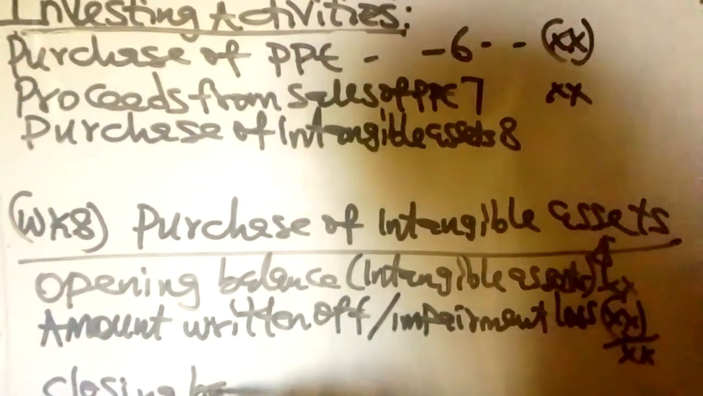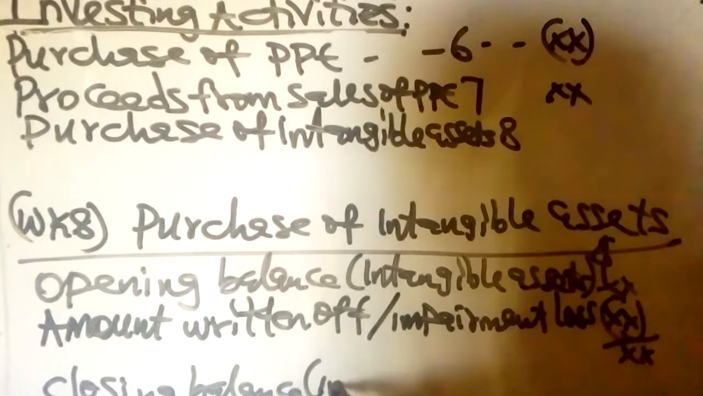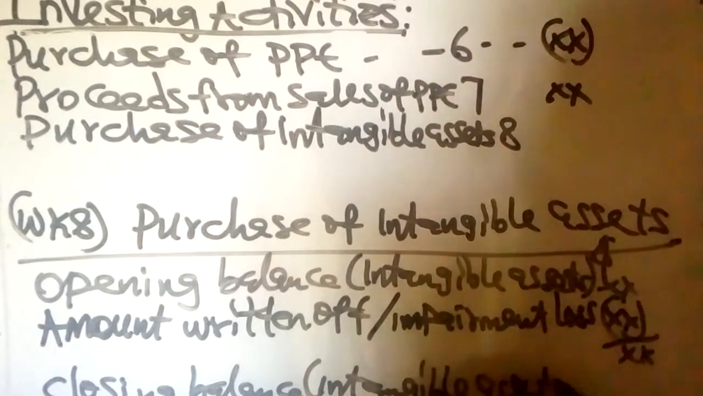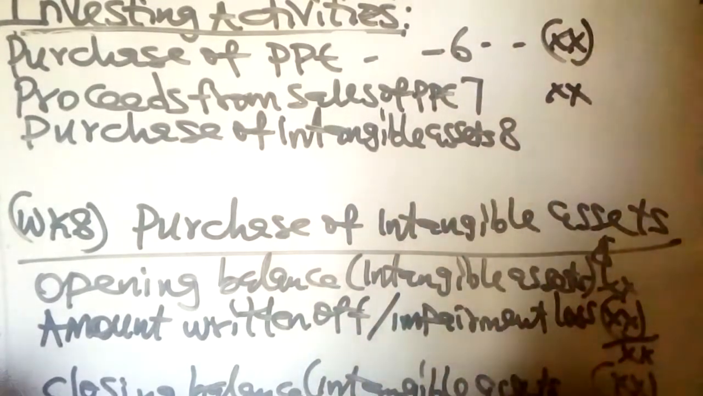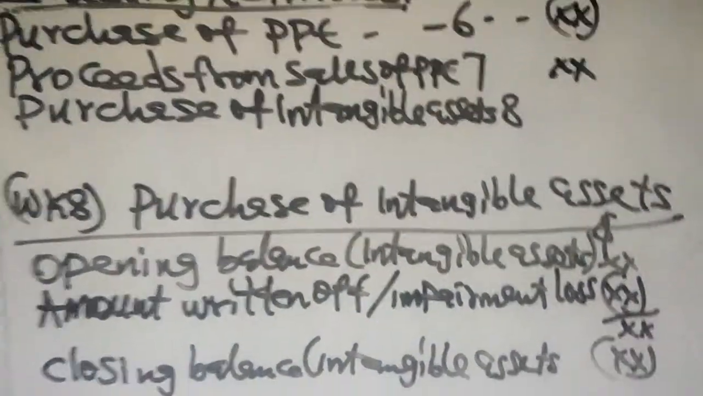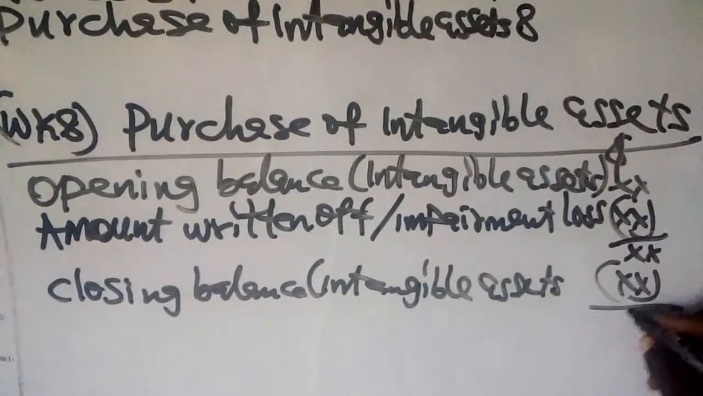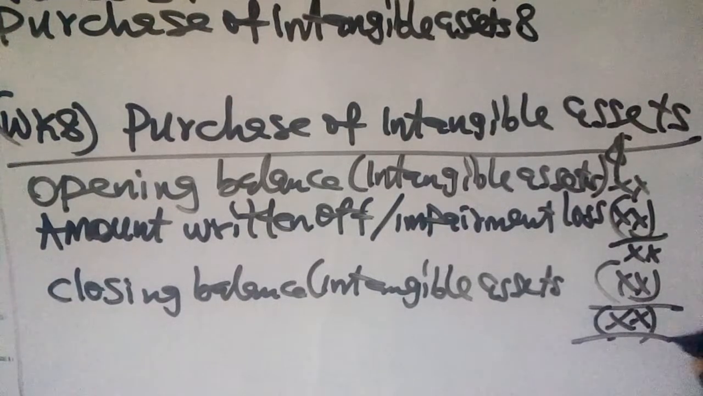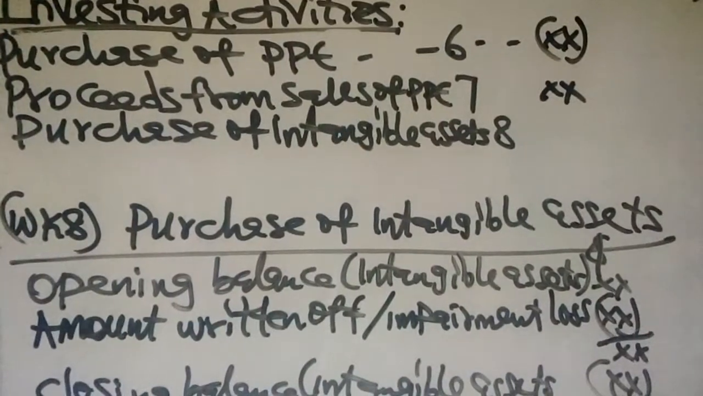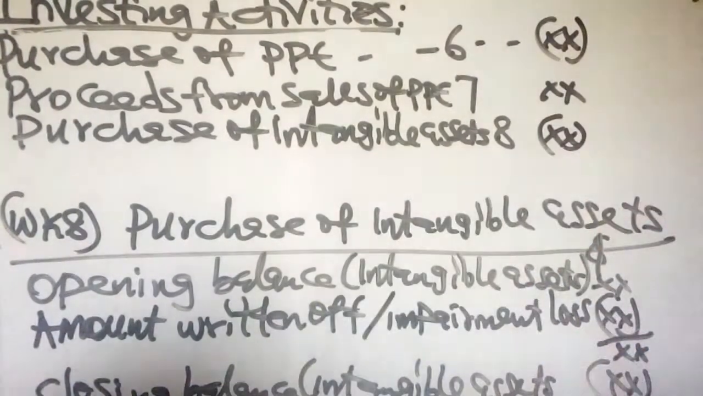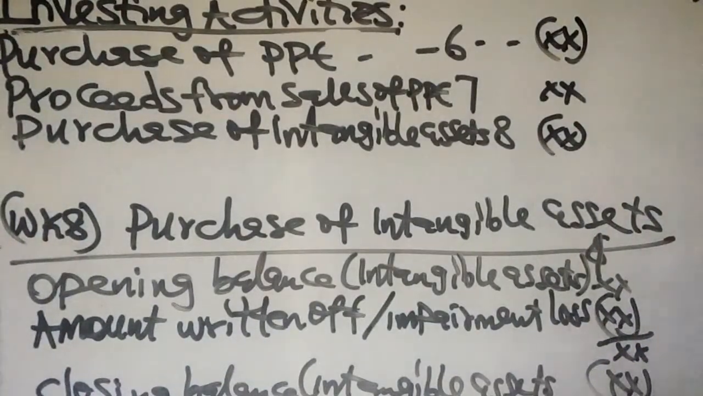Closing balance, that is your intangible asset. Where this closing balance exceeds, that means more intangible assets have been bought. So this amount is what you are going to report as an investing activity here. That is note 8.